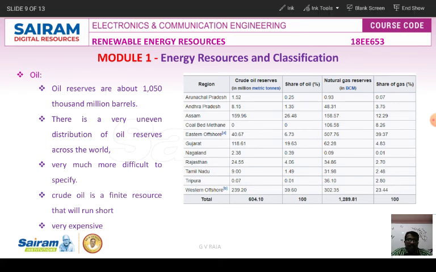And these are the regions where the crude oils are reserved in India, like Andhra Pradesh, Arunachal Pradesh, Assam, Eastern Gujarat, Rajasthan, Tamil Nadu, Tripura, Nagaland. These are all the crude oil reservation places, storing the resources.